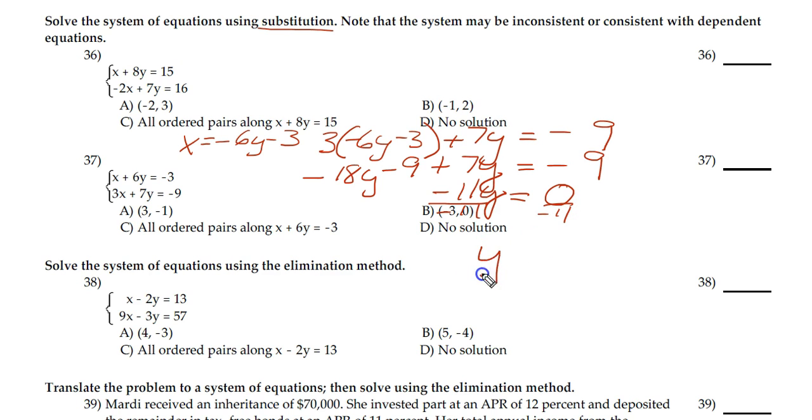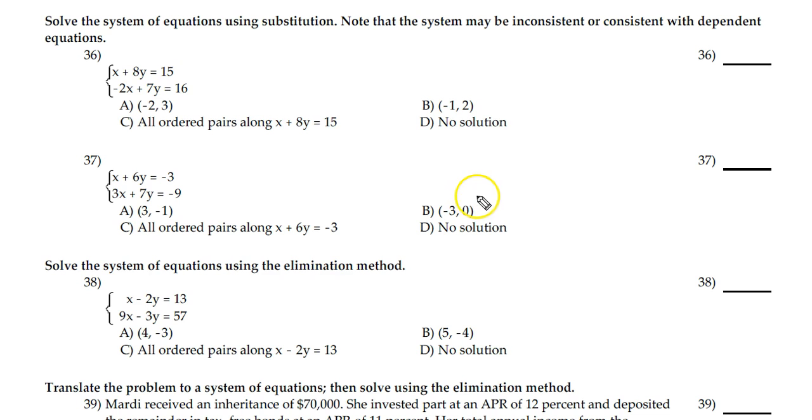And we get y equals 0. So you go to this equation here. If y is 0, x is going to be negative 3. So that's our ordered pair, negative 3 and 0. Let me clear this up so we can see it. Negative 3 and 0. It's B.